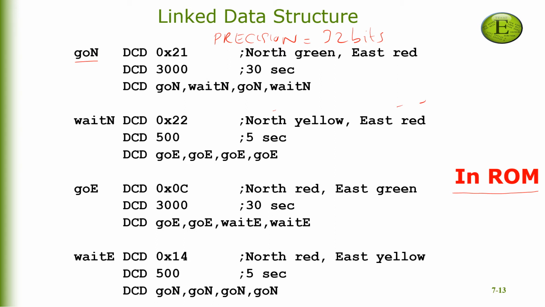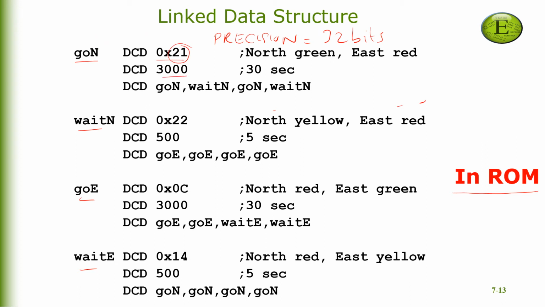Therefore, we make use of the assembler directive define constant data. We have used this assembler directive for all the states to be encoded. DCD, define constant data. The first element of the array is the output corresponding to that state, and that has been converted from binary to the hexadecimal. You can verify that from the previous slides.